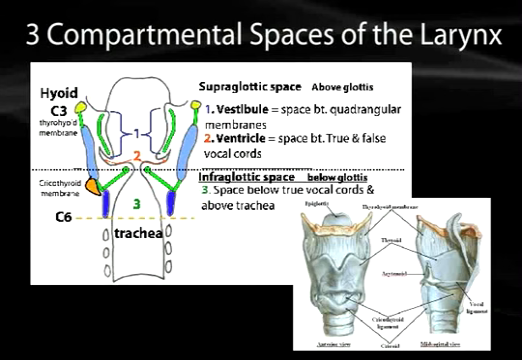There's a couple spaces that are divided by that level of the vocal cord. There is the supraglottic space, which will be above the glottis, and there's an infraglottic space, which will be below the glottis. The two spaces above the glottis include the vestibule, which is the waiting space, with the quadrangular membrane covered by mucosa. After it runs out of quadrangular membrane, the mucosa just slips in and makes the little ventricle, which is the second space.